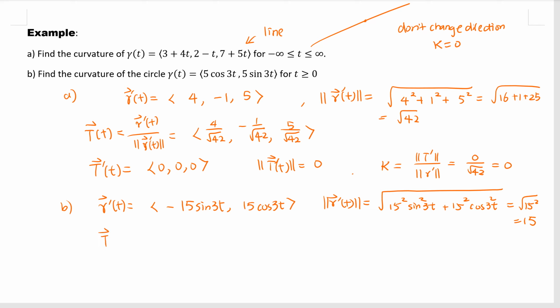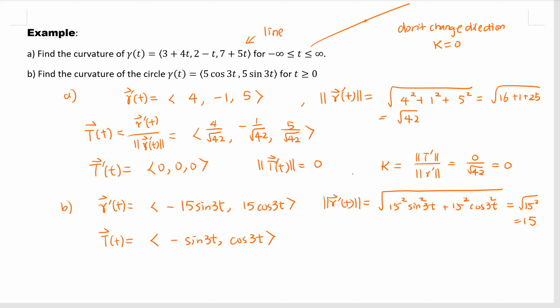Alright, then what is the unit tangent vector? Well, the unit tangent vector is going to be r prime over the magnitude of r prime. So when we divide it by 15, then we just have minus sine 3t, cosine 3t. So far so good, everybody?